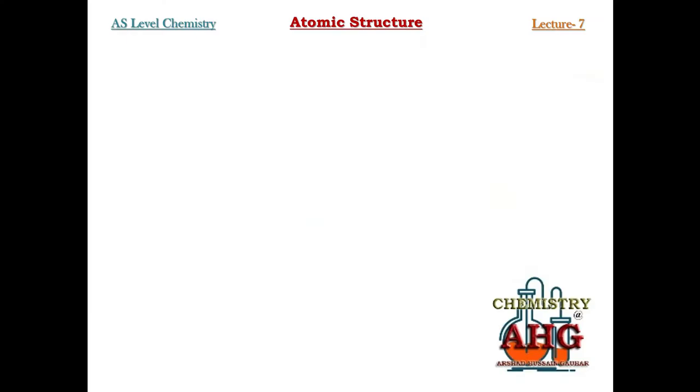Hello students, AS level chemistry, chapter is atomic structure, lecture number 7. In this lecture we are going to talk about the third type of electronic configuration, that is known as electrons in boxes configuration. Now what are the three types of electronic configuration?